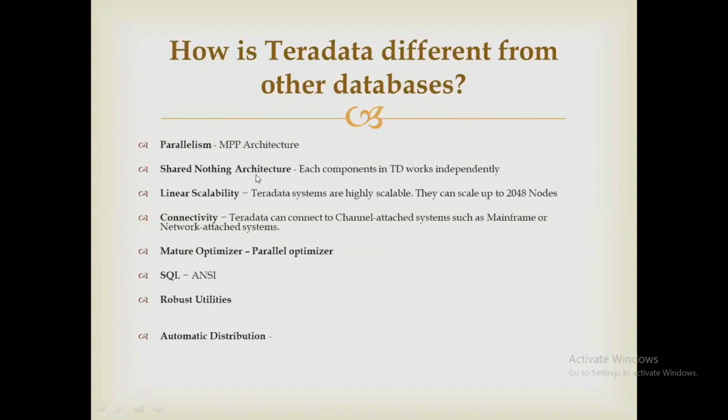I will tell you what the shared nothing architecture is after some time. It will have horizontal scaling, not vertical scaling. If any one of the nodes fails, the other node will take care. That is called a shared nothing architecture. For example, I will tell you what that shared nothing is.